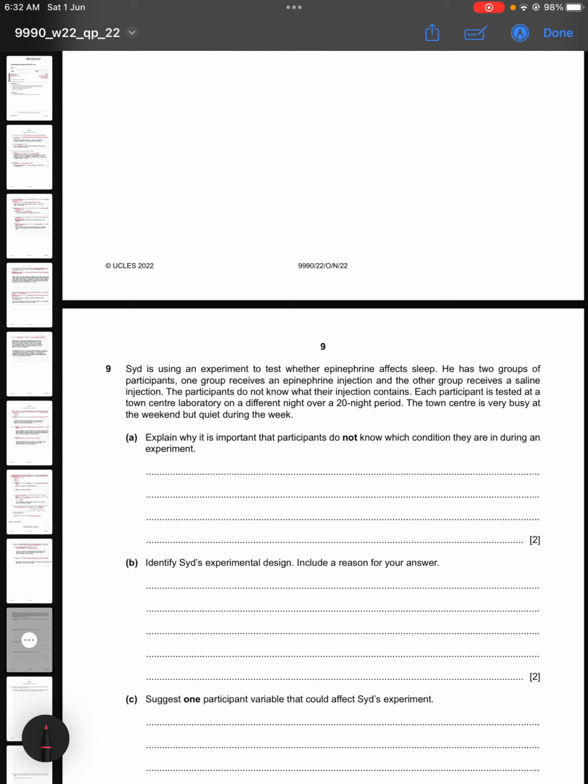Question 9 says Sid is using an experiment to test whether epinephrine affects sleep. He has two groups of participants. One group receives an epinephrine injection and the other group receives a saline injection, which means a placebo. And the participants do not know what their injection contains. Each participant is tested at a town center laboratory on a different night over a 20-night period. The town center is very busy at the weekend but quiet during the week. Now explain why it is important that participants do not know which condition they are in during an experiment.